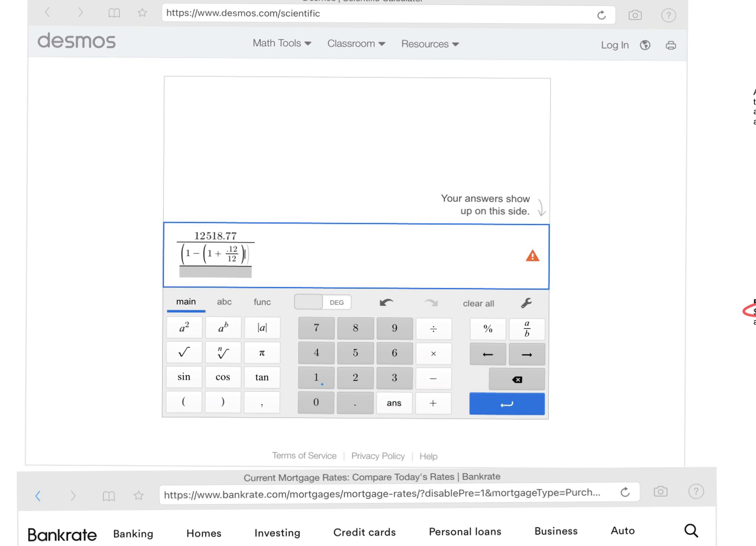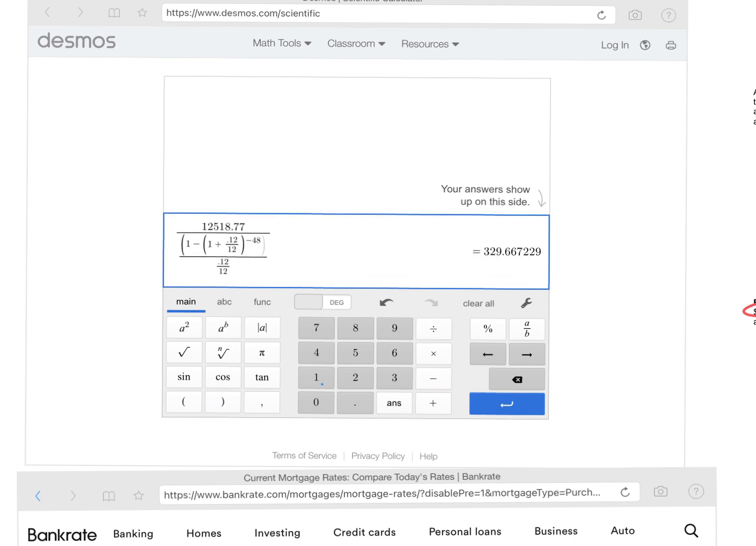I'm going to push the A to the B button, that's my exponent button, and in there I'm going to put a negative 48 because I already calculated that 4 times 12. Now in the denominator of the denominator here, I'm going to put 0.12, division symbol over 12, and that automatically creates those fractions for me.